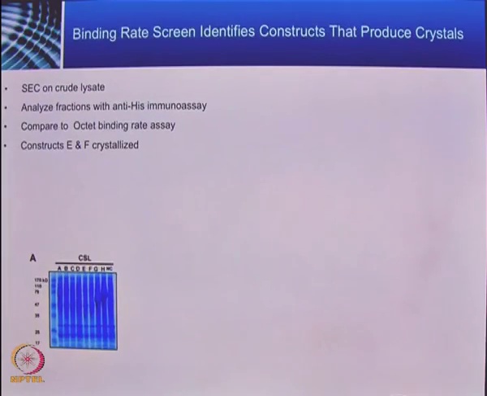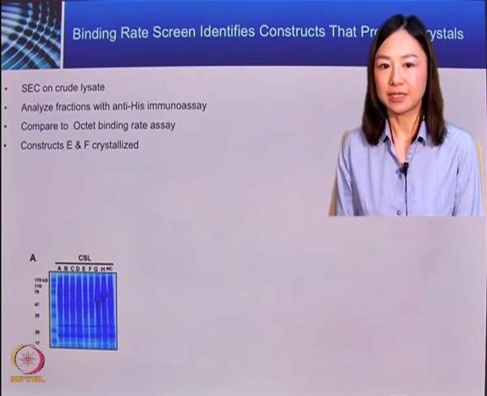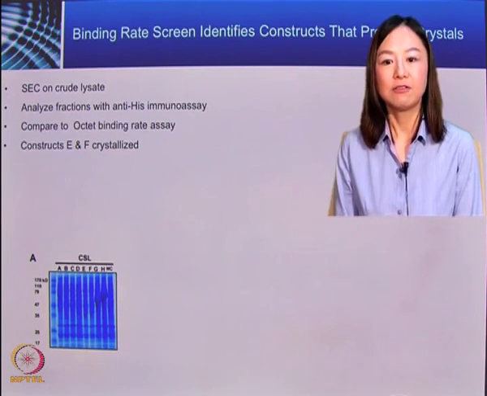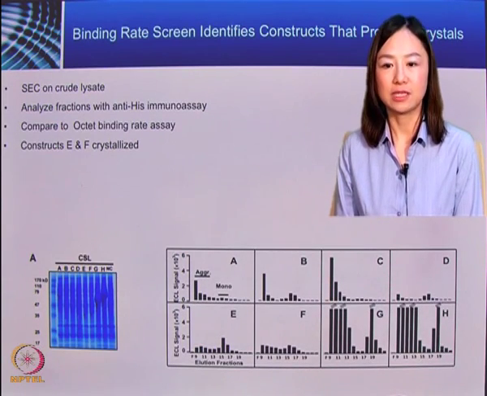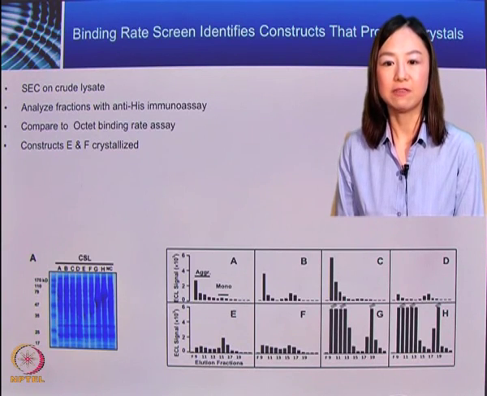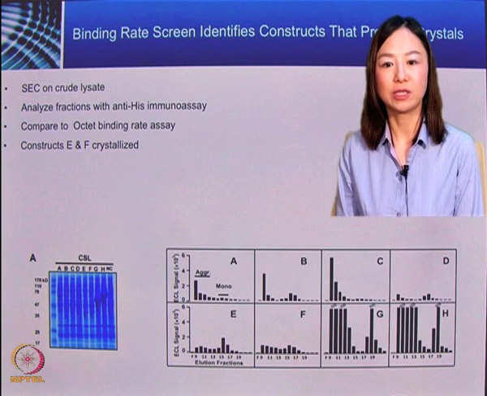So in this particular research, the researchers first perform SEC, size exclusion chromatography, on a crude cell lysate. From there, they can get a pattern distribution of the different constructs. And also, by using SEC analysis, they can identify which portion is the soluble portion and which portion is the aggregated portion.